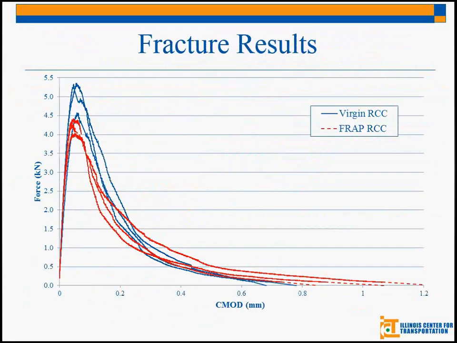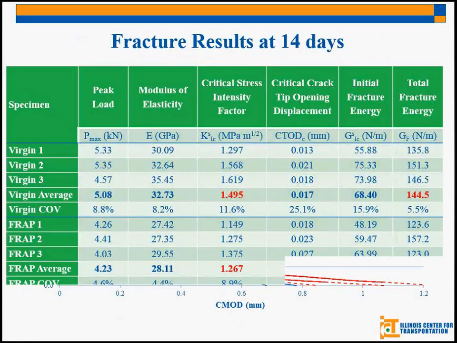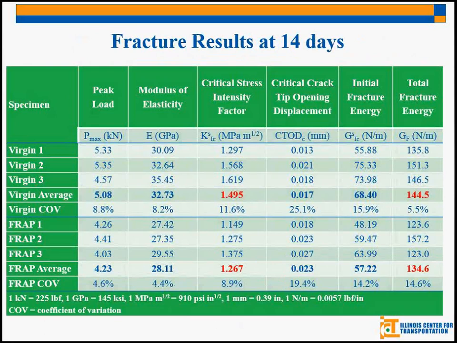And so this is the main curve that you get when we run the fracture properties. As you can see, the red is the frap mix and the blue is the virgin mix, and they showed similar results. When we're talking about fracture energy, one way you can estimate it is by just looking at the area under the curve of both of these. And as you can see, they both show fairly similar results. And if you actually quantify the results, you can see the same thing.